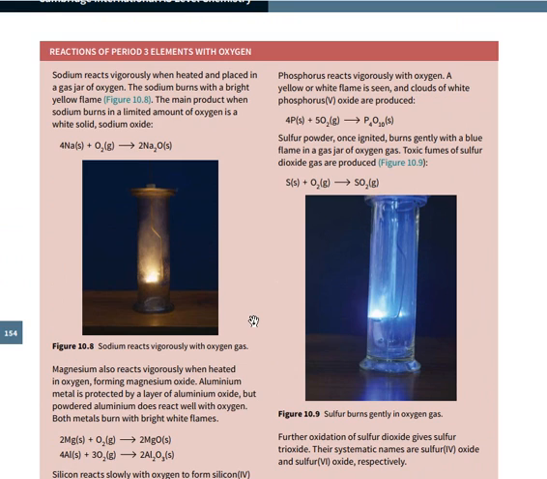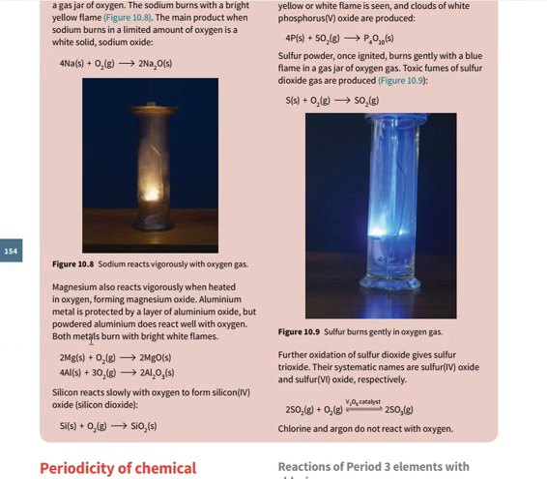So now let's visualize the reaction of elements in period 3 with oxygen. We need to know that sodium reacts easily. Sodium reacts vigorously when heated and placed in a gas of oxygen, and it reacts with a yellow flame. Then the next one, magnesium also reacts vigorously when heated with oxygen to form magnesium oxide.